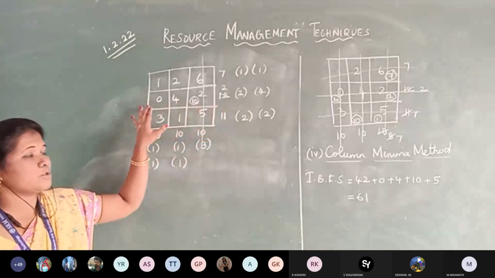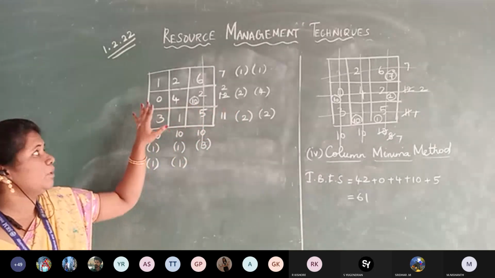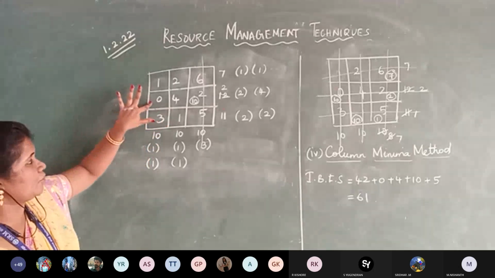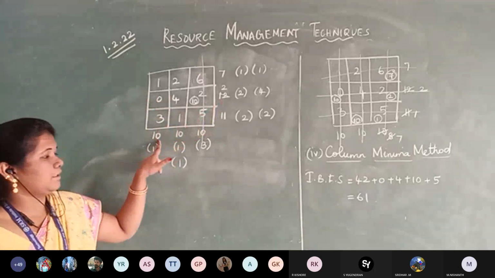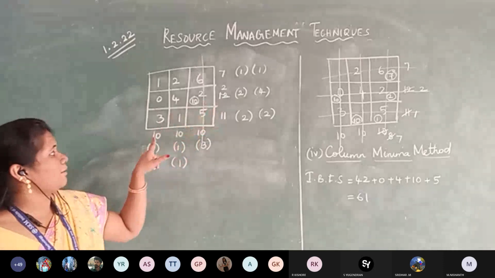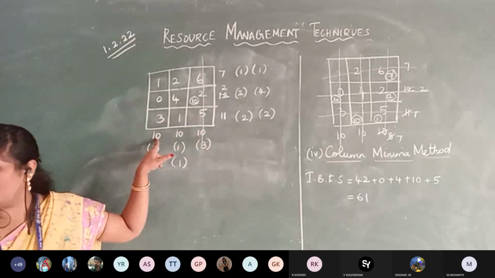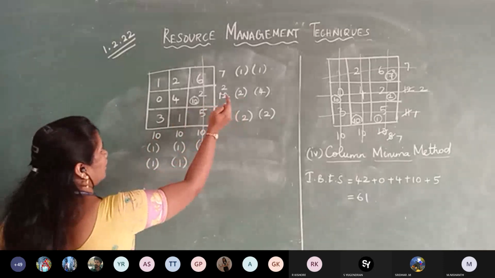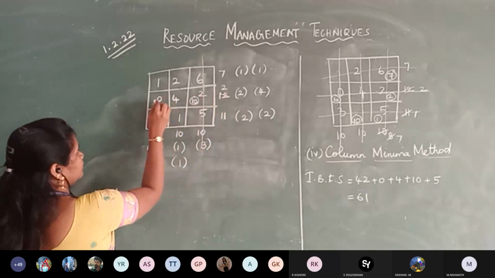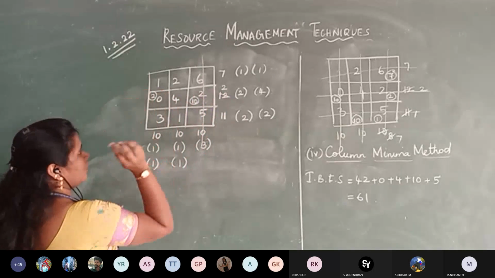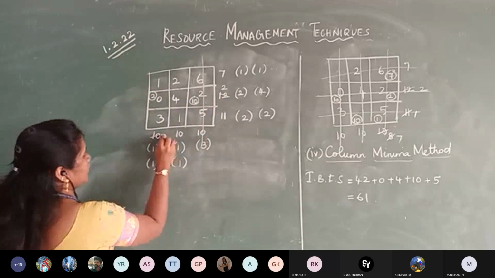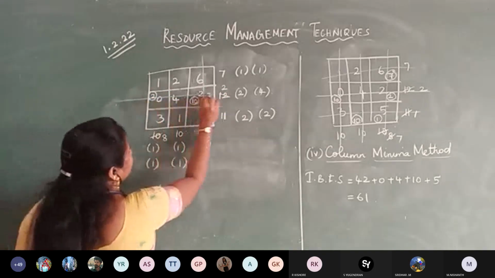So in this row, whichever is your least value, you will allocate. So 0 is your least value. We have got 2 and 10. So for 2 and 10, whichever is your least value, you will allocate. So when you allocate, it will be 2. You're allocating it here. So here it becomes 8. So here you will cross over.